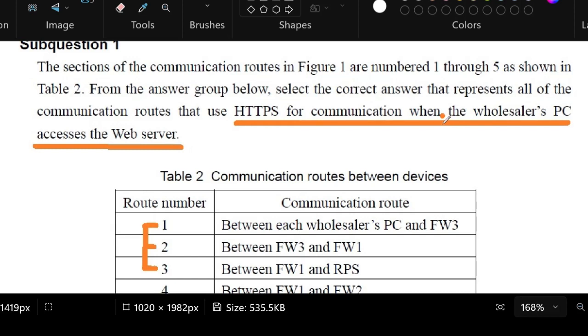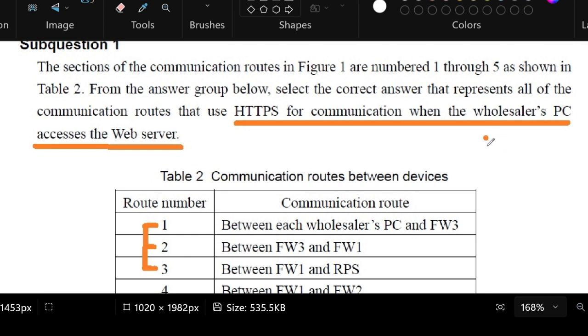we need to find the correct answer among the answers below that represents all of the communication routes that use HTTPS for communication when the wholesaler's PC accesses the web server. Okay? So we need to know what the routes are. If the wholesaler's PCs access the web server, which routes would have the HTTPS?